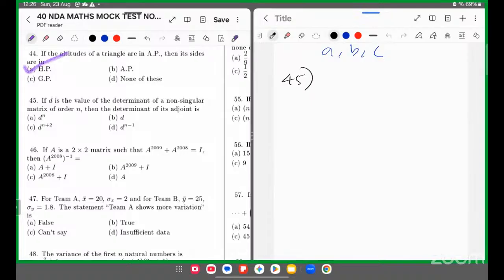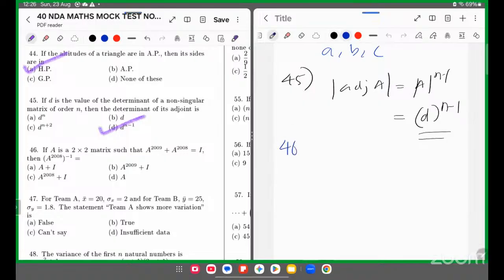Okay. Determinant of adjoint, we know the formula of determinant of adjoint. It is determinant of A raised to n minus 1. What is determinant of A? It is D. So the answer will be D raised to n minus 1. Option D will be the correct answer. Determinant of adjoint is determinant of A, the whole raised to n minus 1.